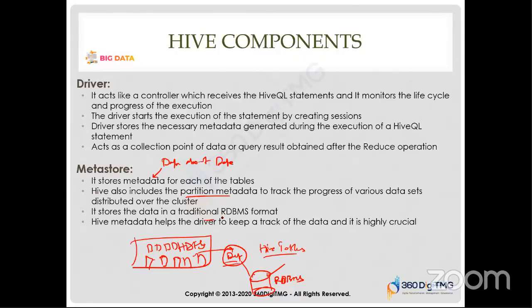And this, as I said, is a traditional RDBMS system, so your schema information is also stored in a table structure. The metadata helps the driver to keep track of the data. If the driver has to monitor and make sure everything is in place, it needs to know what is happening, so it connects with metastore to understand those things. It's just an RDBMS system which will hold all the information about your Hive tables.